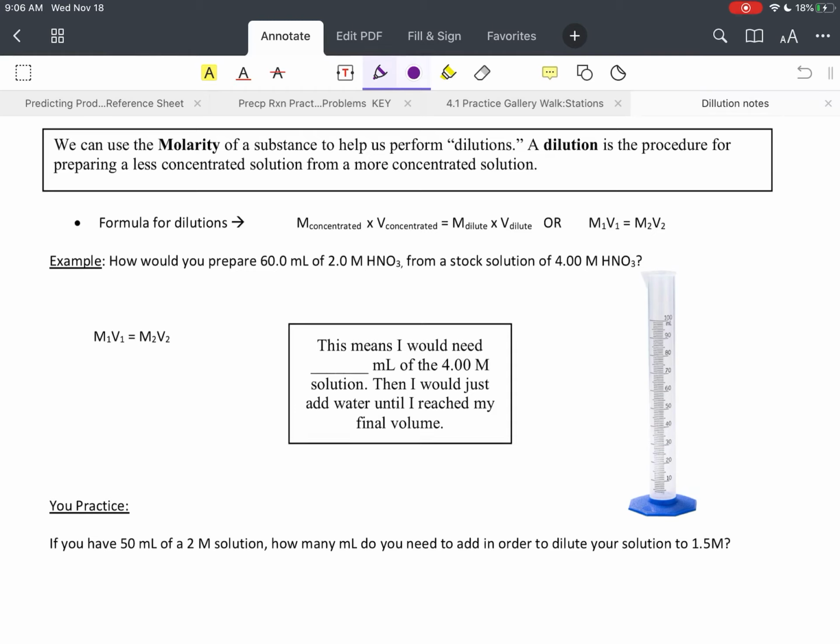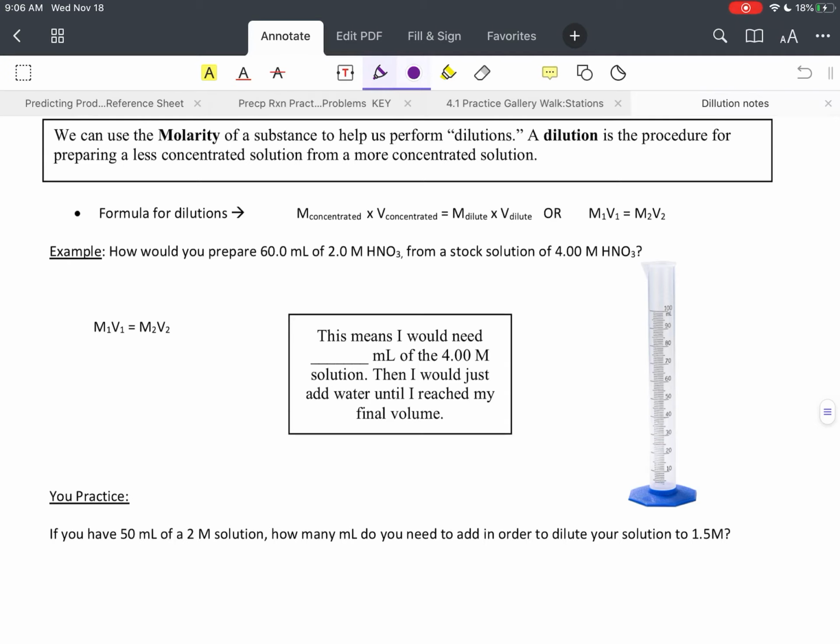So here we have an example that I'm going to work through, and I'll have two because I'll work through both of these with you. We have a formula for dilution. We have our original concentration, our concentrated, higher molarity, and then this is our dilution values. So we can call this M1, V1, M2, V2.